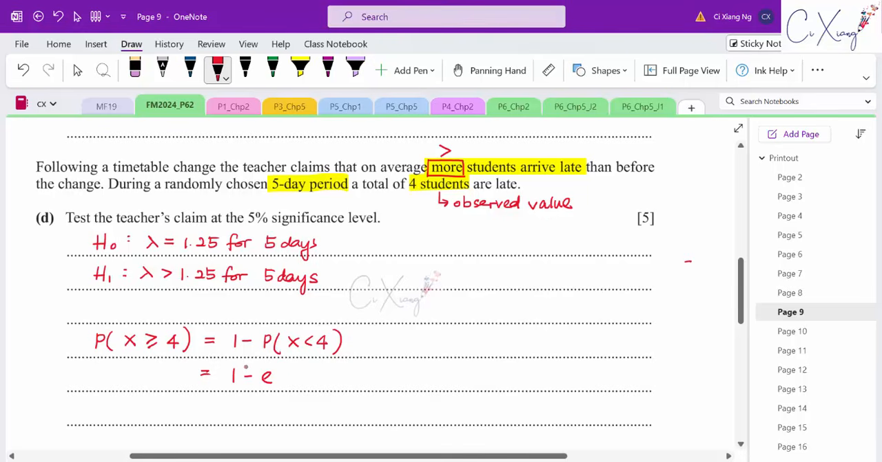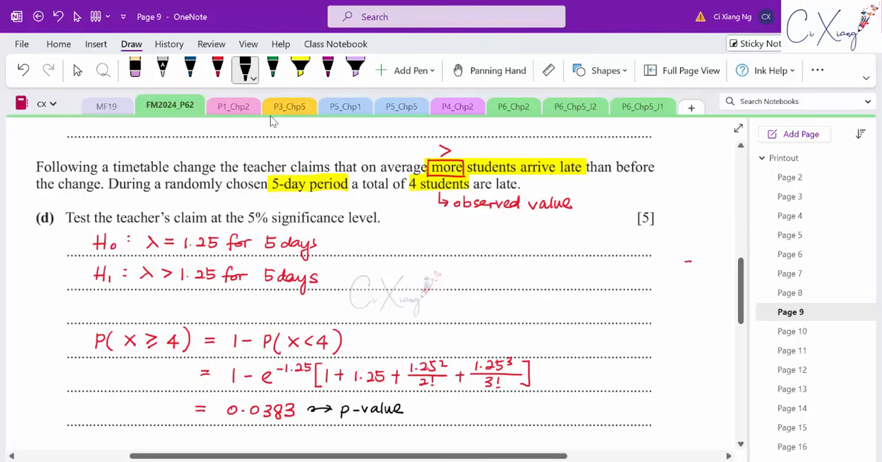E to the negative lambda. When x equals 0, it is 1. When x equals 1, it is lambda. When x equals 2, it is lambda squared divided by 2 factorial. X equals 3 is lambda to the power 3 divided by 3 factorial. By right, I will get the probability 0.0383. For your information, this 0.0383 is actually the p-value that we have.